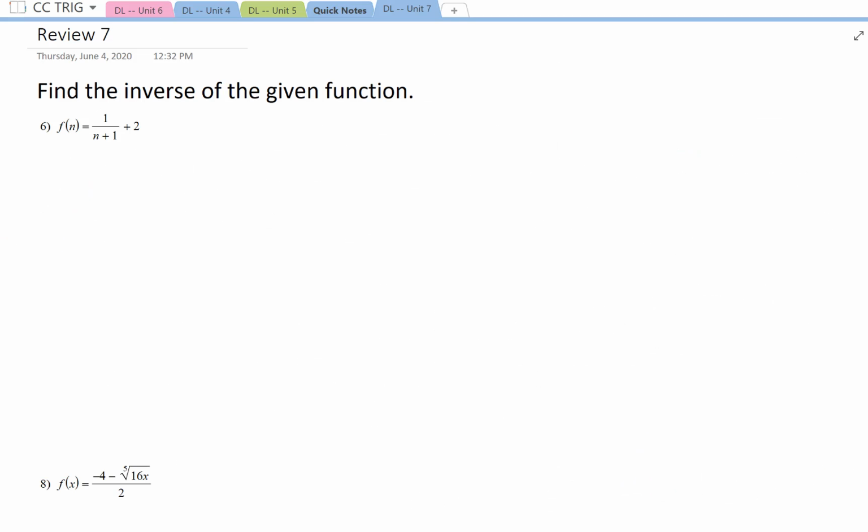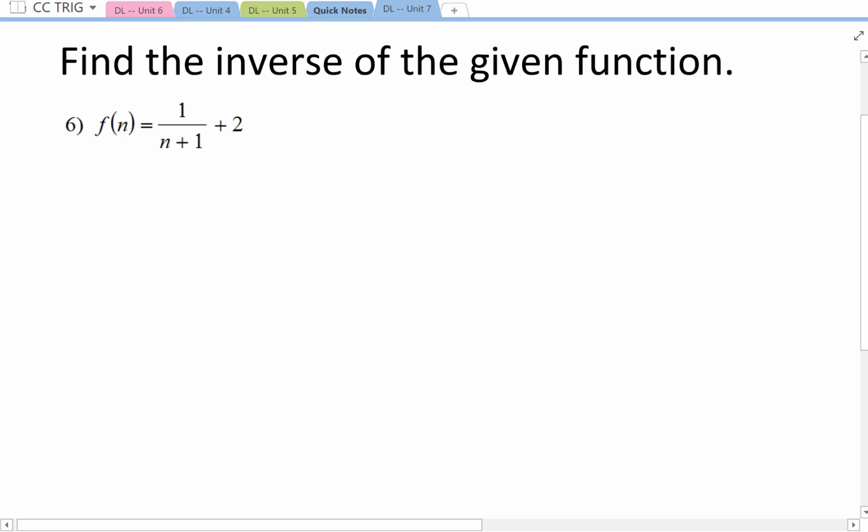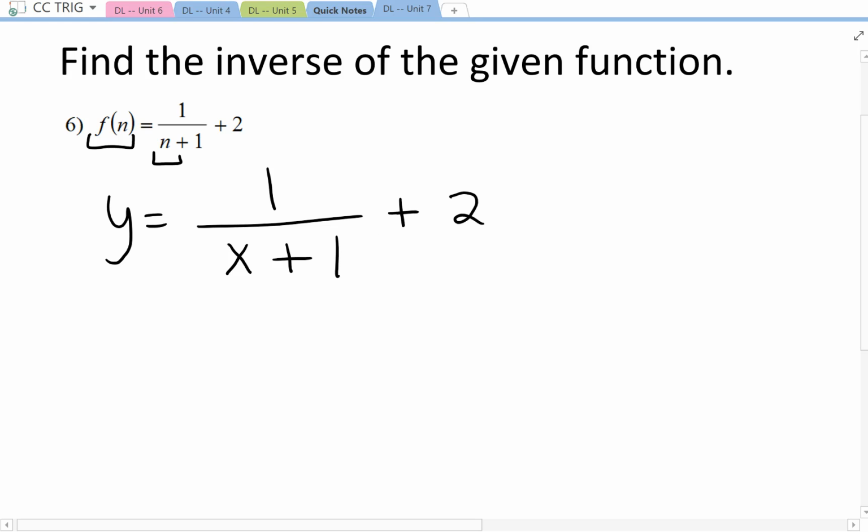To find the inverse function, we must know the relationship between inverse functions. And inverse functions swap the x and the y. So the first thing I'm going to do is write this function in terms of x and y. So instead of f of n, I'm going to write y equals 1 over, and then instead of n, I'm going to change that to x. You don't have to, but I'm just more comfortable with it. The next step is to completely swap the positions of x and y.